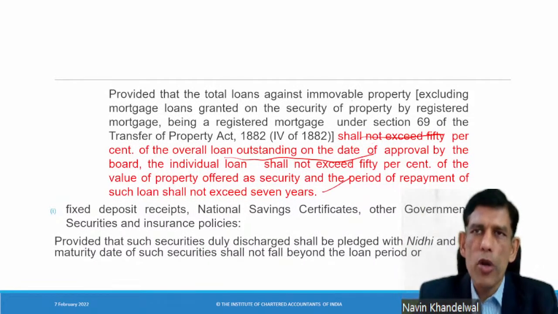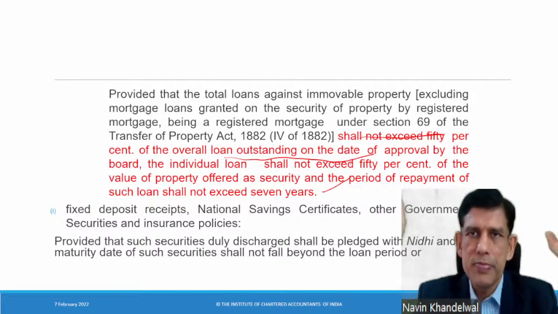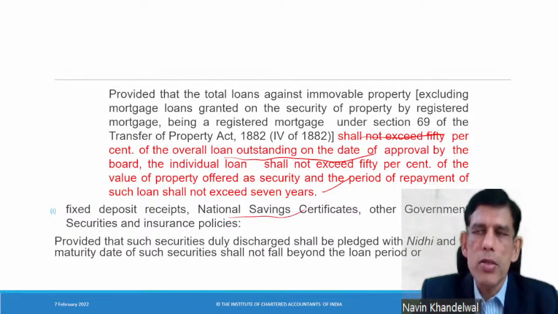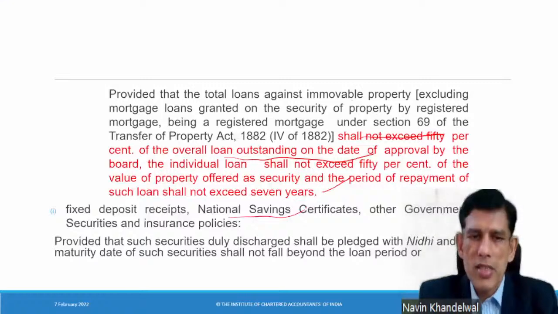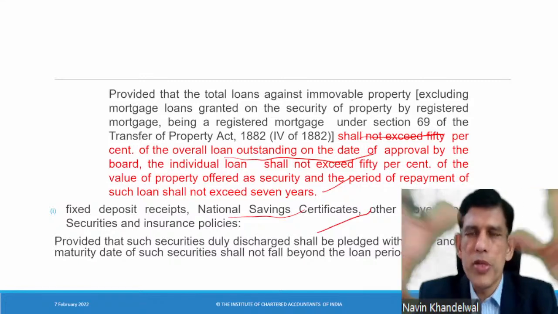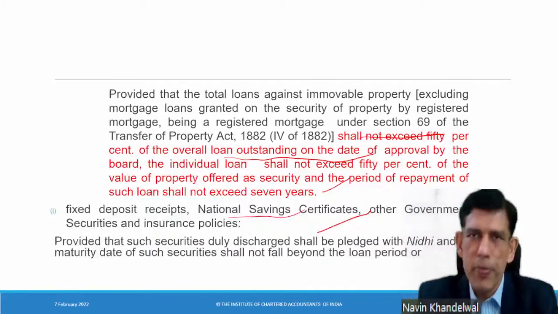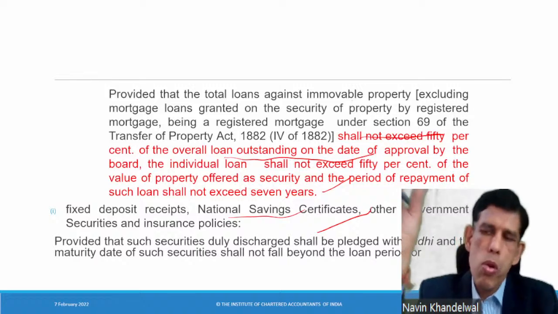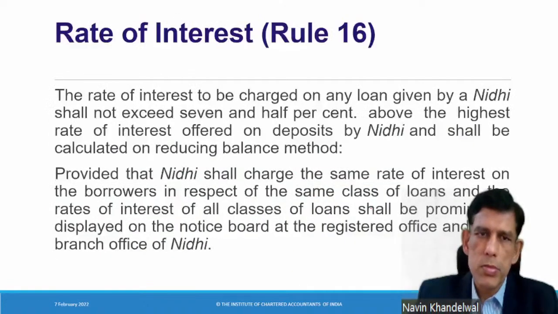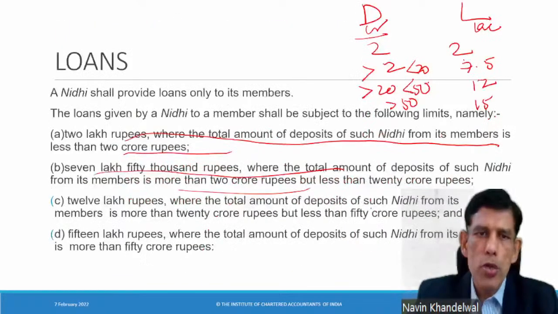And the period of loan shall not be more than 7 years. So gold and jewelry, 1 year. Property, 7 years, subject to 50% criteria. Against government securities, answer is yes. It should be pledged. And the loan period should be to the extent of that government security maturity period. So that was about all the loans.